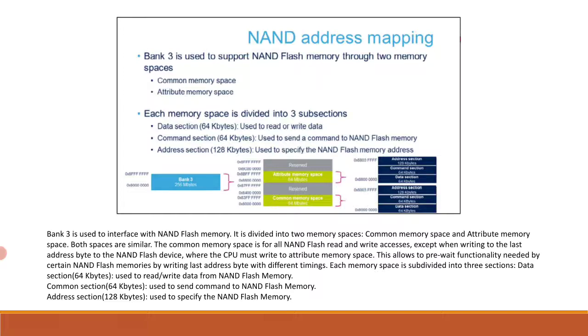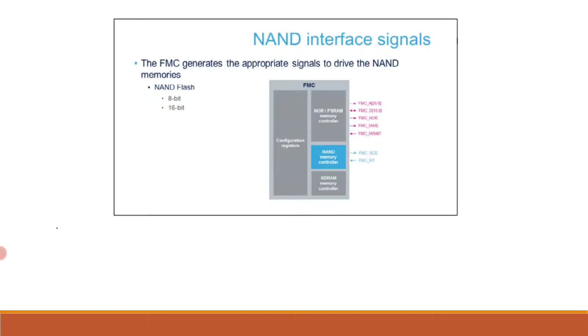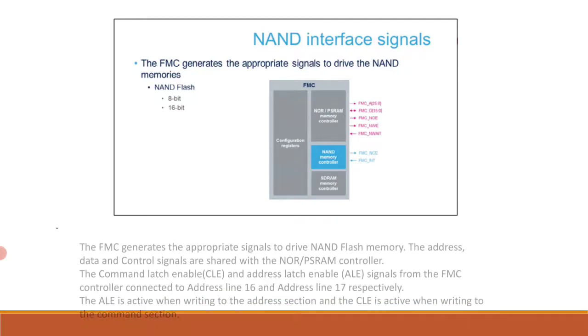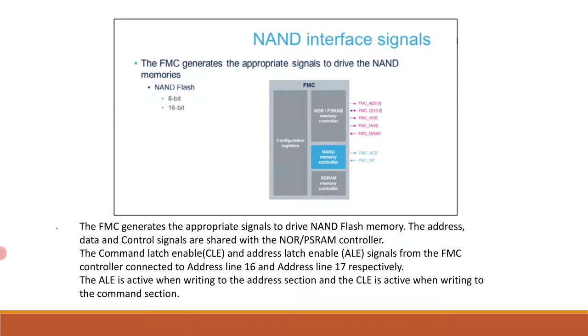The FMC generates the appropriate signals to drive NAND flash memory. The address, data and control signals are shared with the NOR or PSRAM controller. The command latch enable CLE and address latch enable ALE signals from the FMC controller are connected to address line 16 and address line 17 respectively. The ALE is active when writing to the address section, and the CLE is active when writing to the command section. So how about configuration?